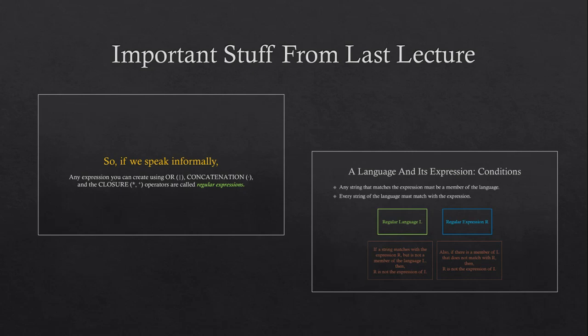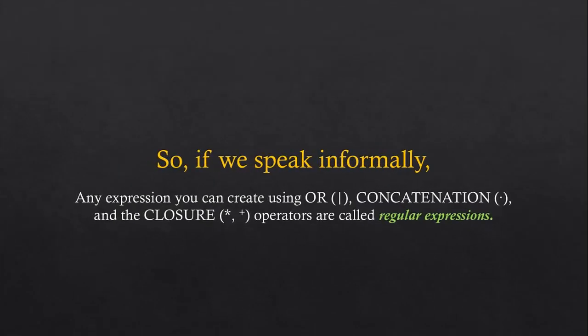So let's start by recapping a couple of important things we saw last week. First of all, the definition itself. We had an unofficial definition where we defined a regular expression as an expression that you can create using three operations: the OR operation, the concatenation operation, and the closure operation. There were two types of closures, so you can say four operations, but essentially the closures are the same thing. Anything you can create using these three operations is a regular expression. That was our informal definition.